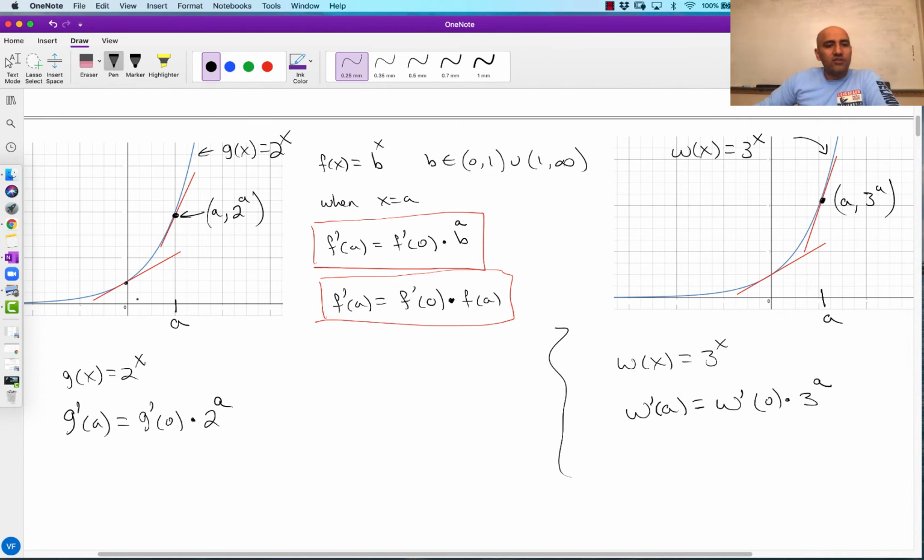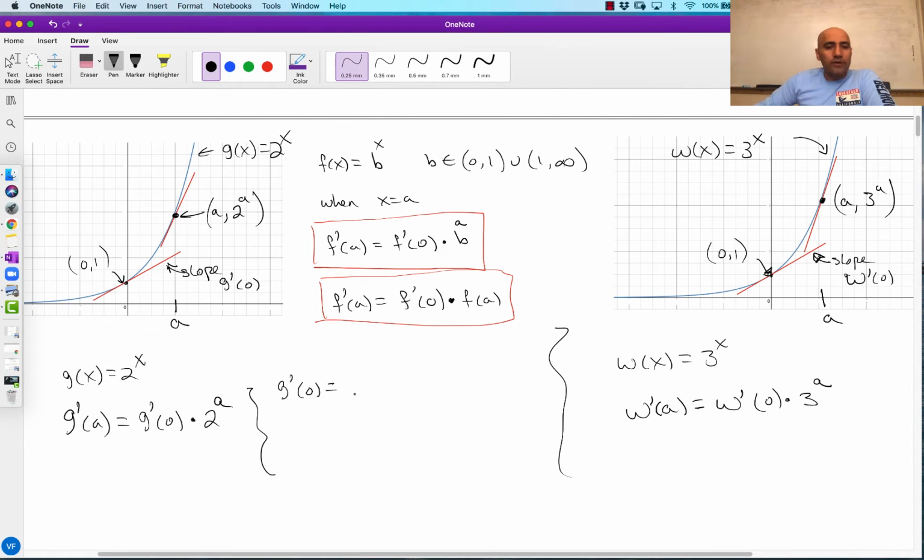So if we look at the line tangent at the point 0, comma 1 on this function, and same over here, this is the point 0, comma 1, we need to find the slope of this line, right? The slope of this line is w prime evaluated at 0. The slope of the tangent line at that point is the derivative evaluated at 0. And the slope of this line would be equal to g prime of 0. Okay, so now we've got to figure out what that is. So let's figure that out right in here.